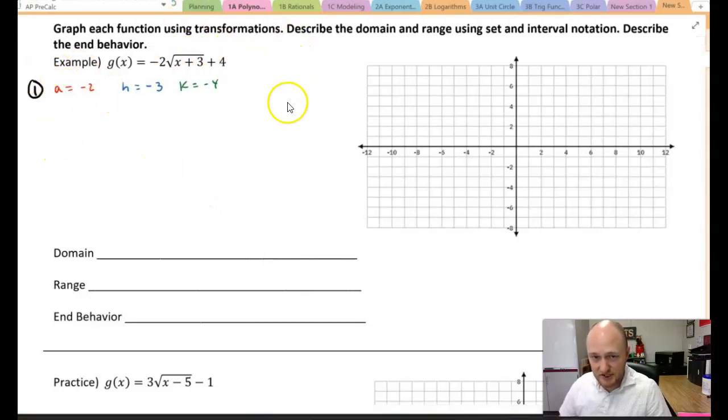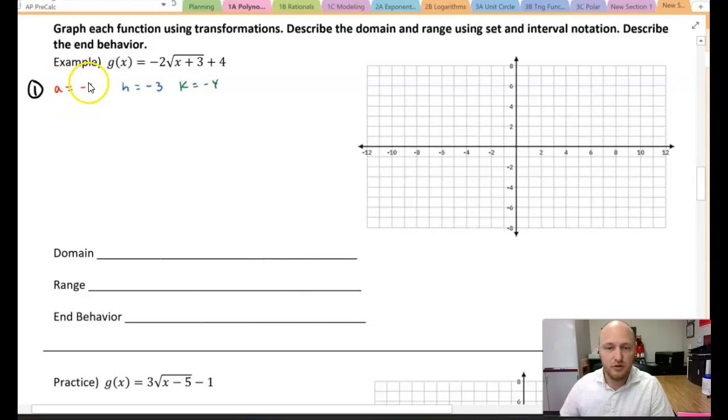So based upon this, here's your second success criteria, right? This is the first one. Your second one, I would expect you to be able to look at this and say, hey, I'm going to stretch vertically and I'm going to reflect. I'm going to be moving to the left and I'm going to be moving down. So hopefully you can do that.